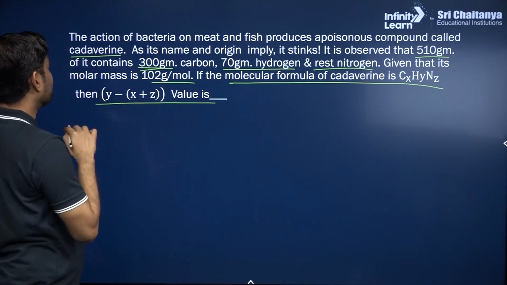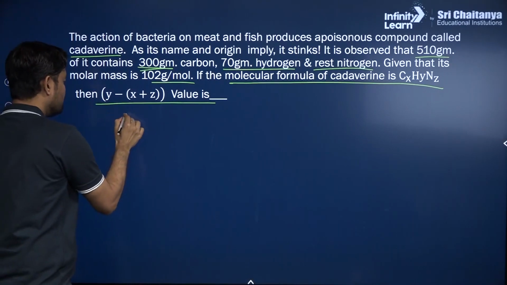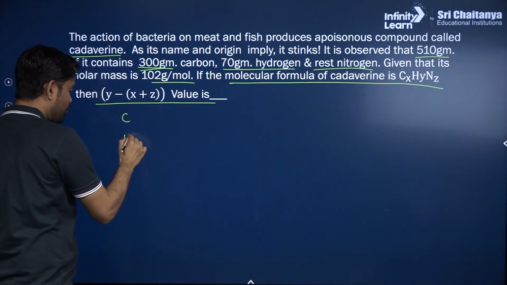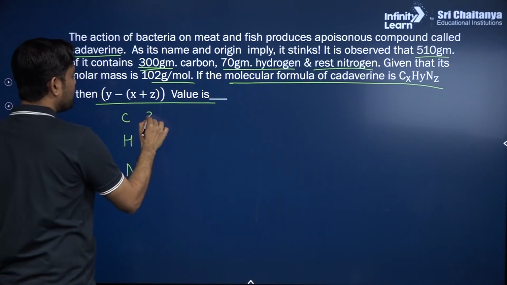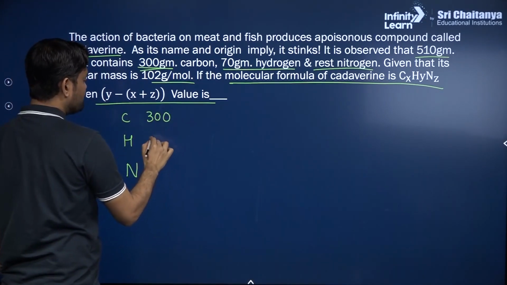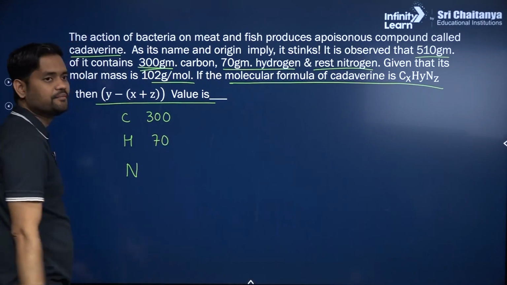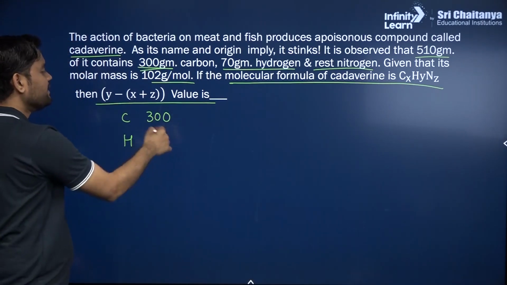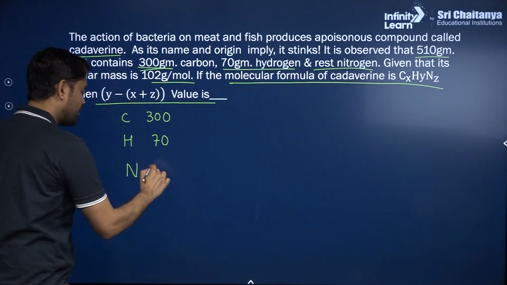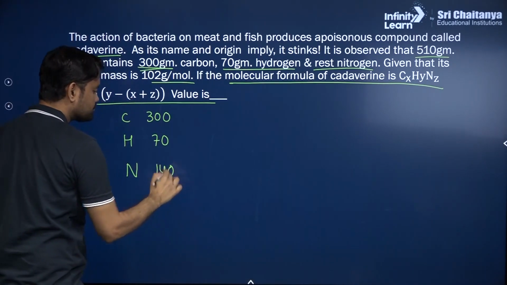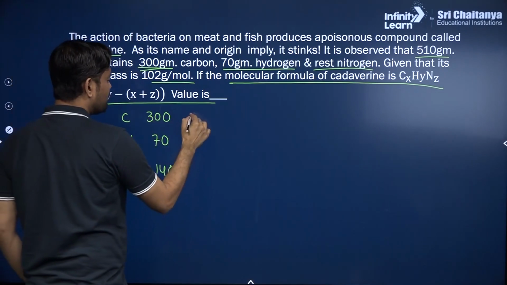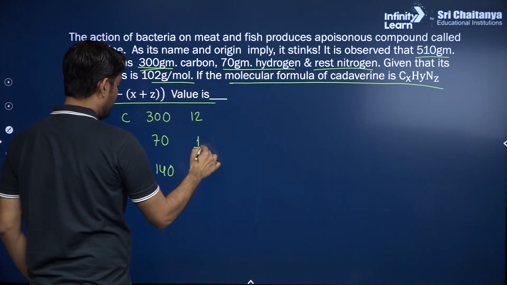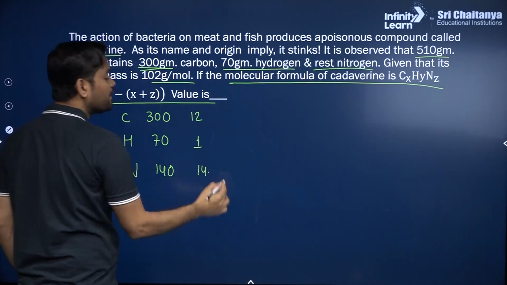Okay, first of all, it contains carbon, hydrogen, and nitrogen. Carbon is how much? 300. Hydrogen is 70, clear? So 370, total is 510, so that remains 140. Now molecular weight of carbon is how much? 12, 1, 14.